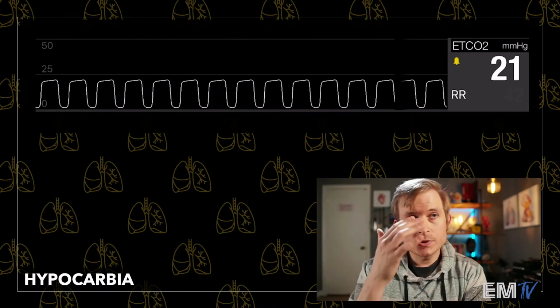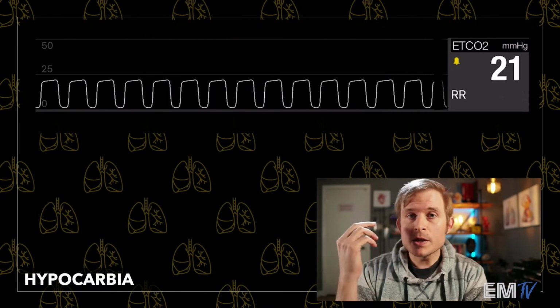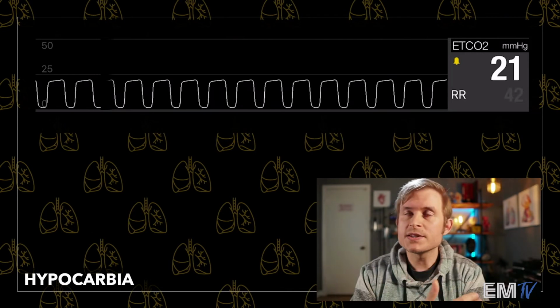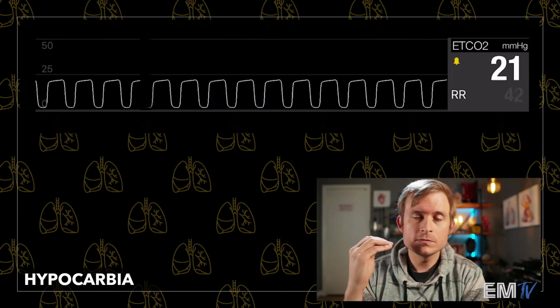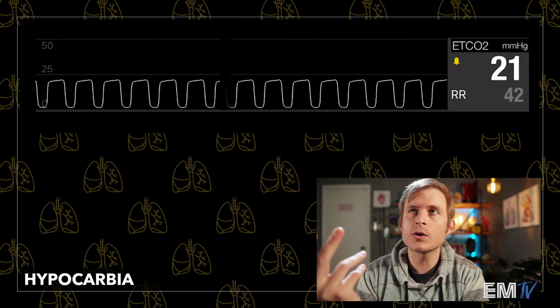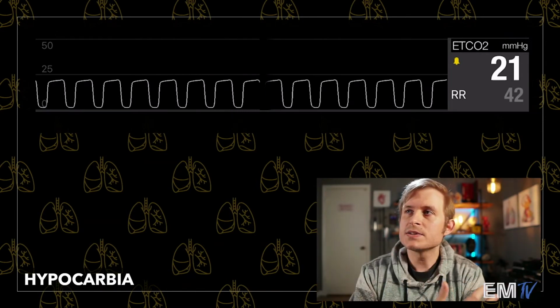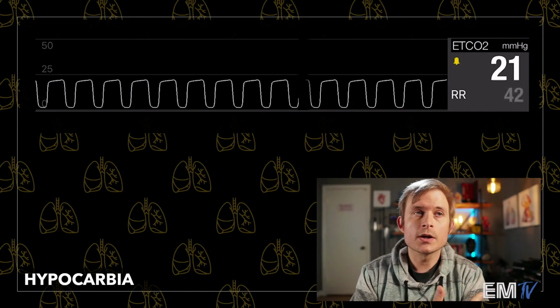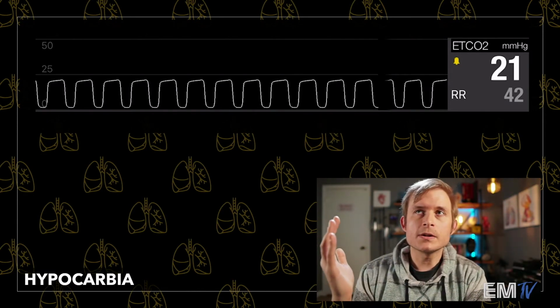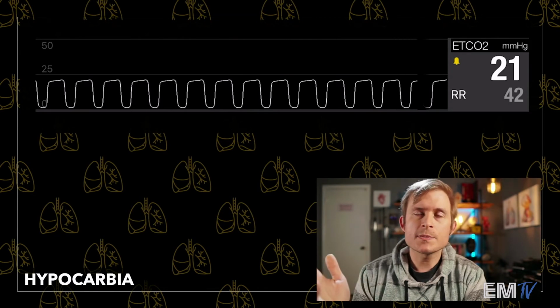If this is the result of a metabolic acidosis secondary to sepsis, this is your body's attempt to correct the acidosis that's occurring by inducing respiratory alkalosis. And this doesn't always work. So this is a good indicator of long-term mortality in sepsis patients.